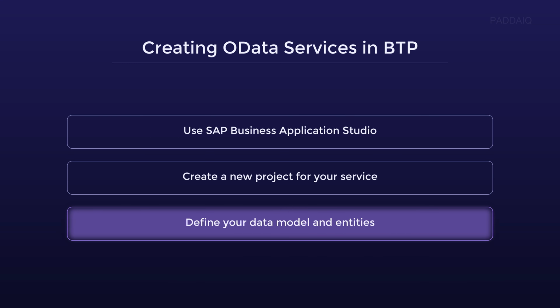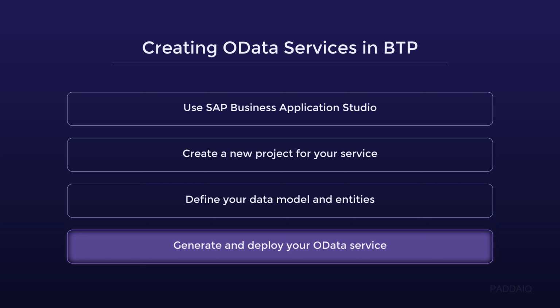Define your data model and entities. This means specifying the structure of your data, like defining tables and their relationships. For example, in a sales app, you'd create entities for customers and orders, linking them by customer ID. This foundational step ensures your OData service accurately represents and serves your business data.